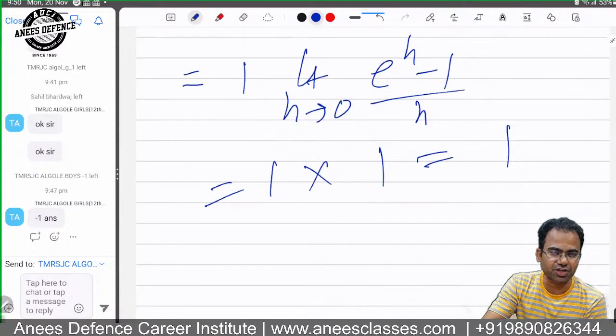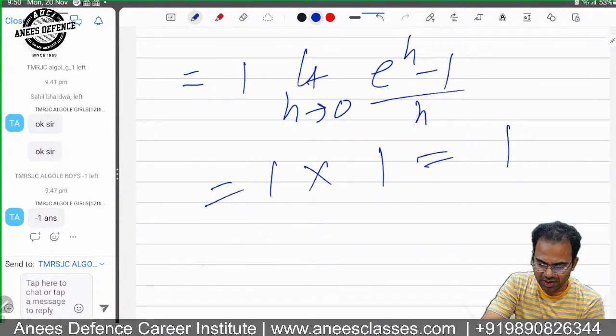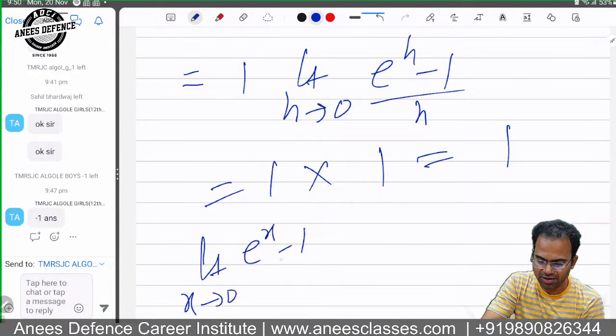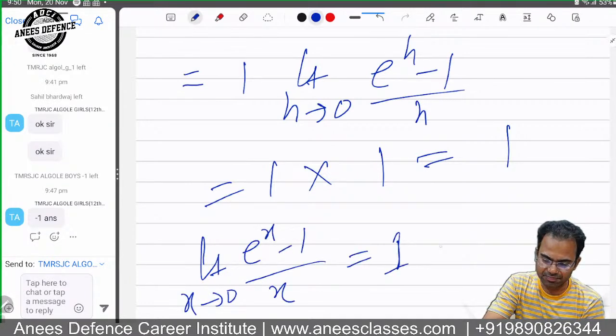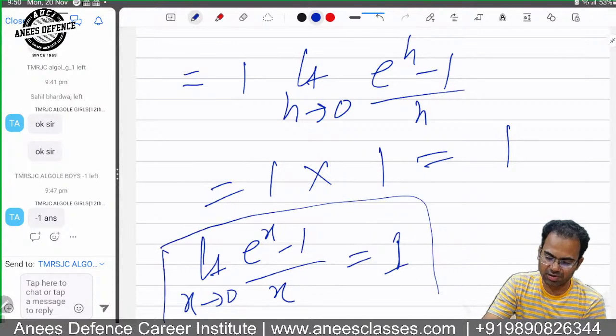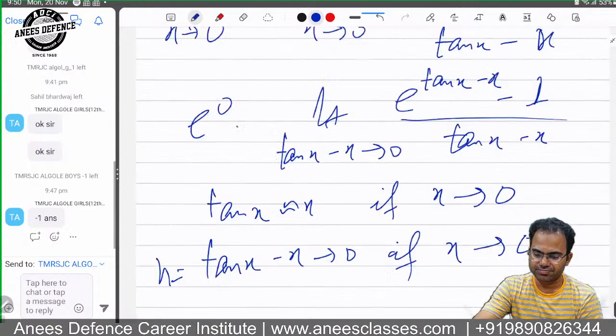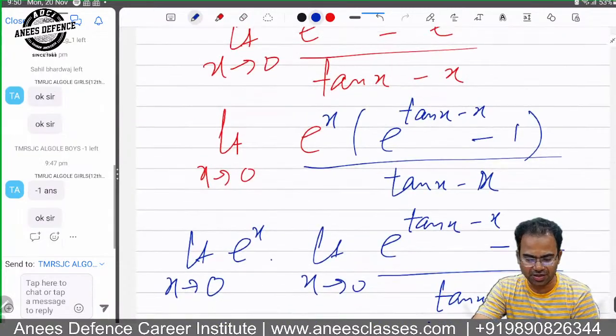So have you understood this question? Write the formula. Limit x tends to 0 e to the x minus 1 upon x is 1. Everyone, have you understood this question?